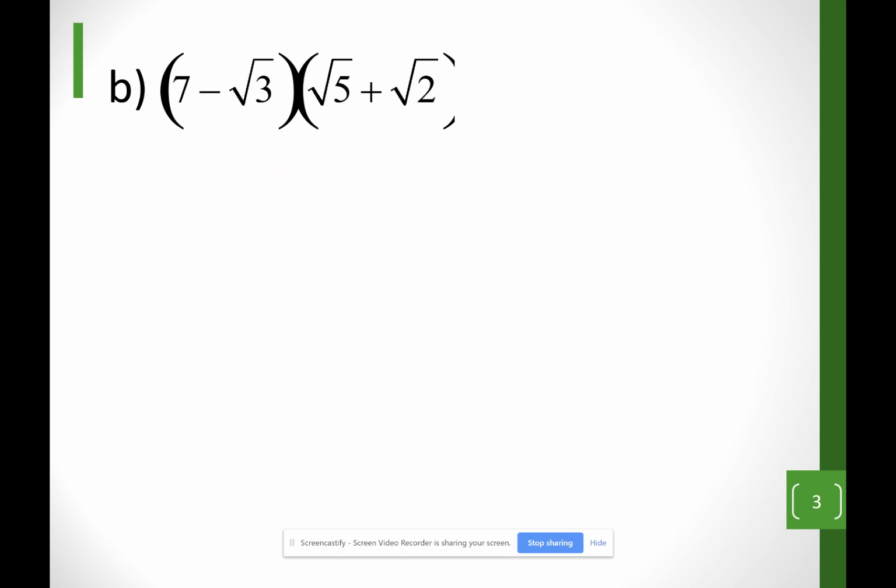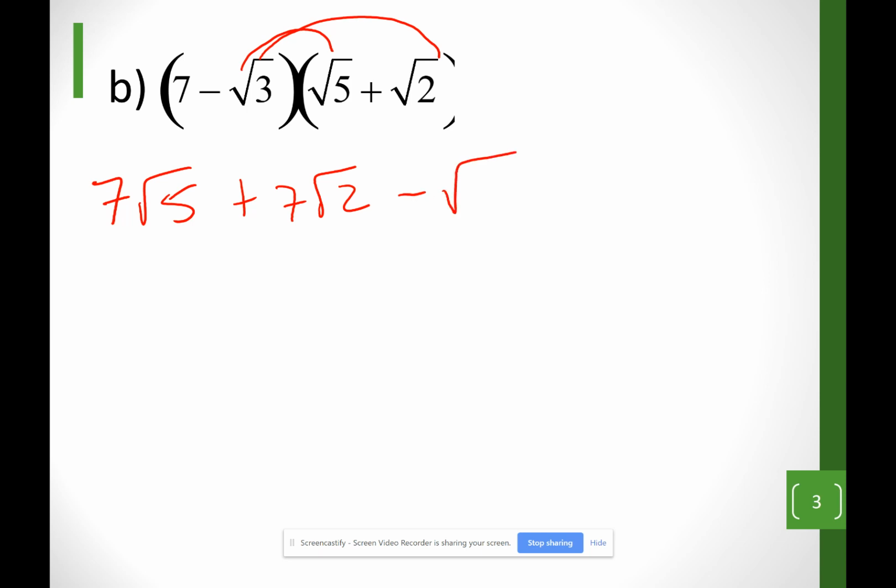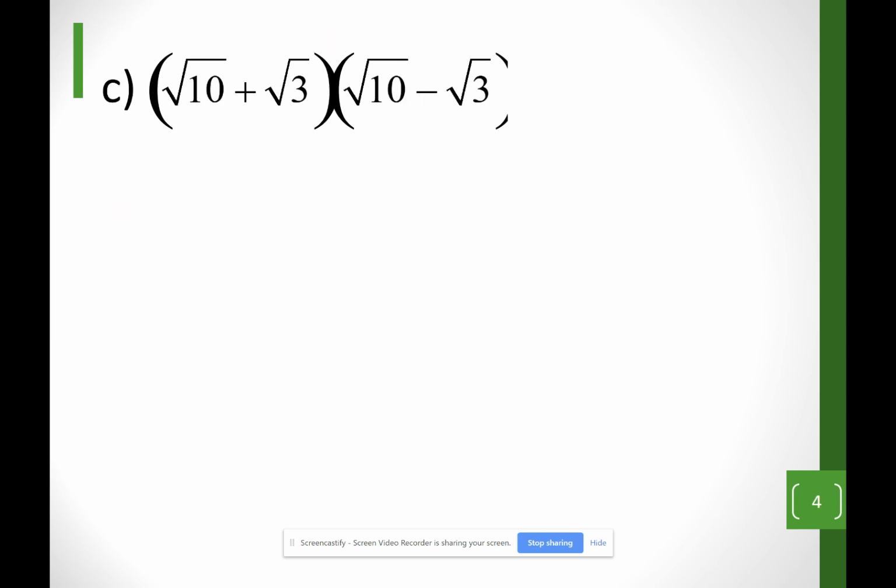Let's do this one. Let me distribute the 7. 7 radical 5 plus 7 radical 2. Now let me distribute the negative radical 3. So I have negative radical 15 minus radical 6. None of them can be simplified. None of them are like terms, so I cannot combine anything.